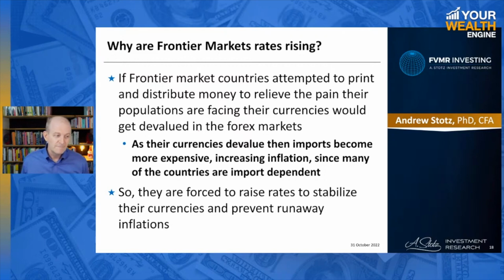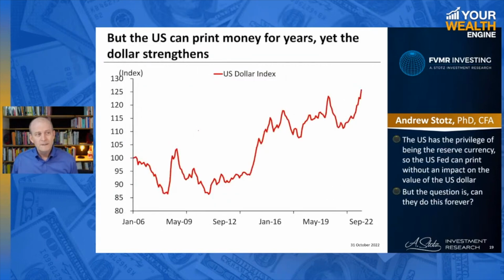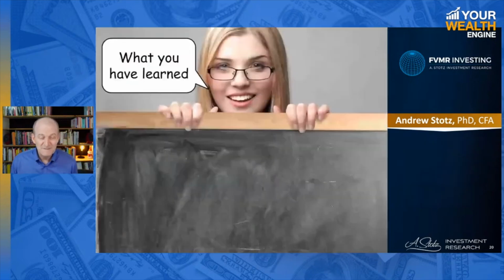It's a painful cycle. Now, but the US can print money for years, yet the dollar strengthens. This is a chart of the US dollar index. And basically, the US has the privilege of being the reserve currency. So the US Fed can print without an impact on the value of the dollar. But the question is, can they do this forever? And of course, the answer is nothing lasts forever. But it's working right now.